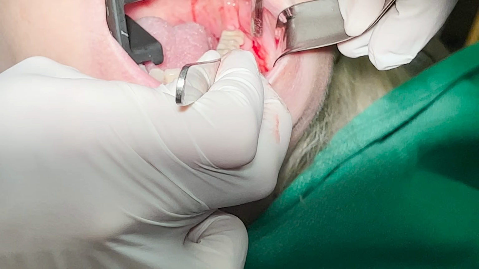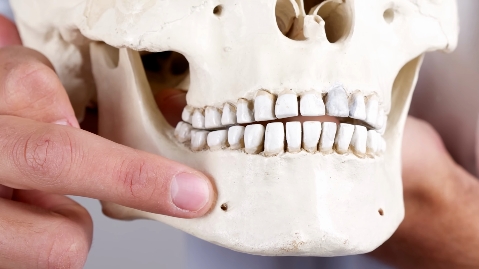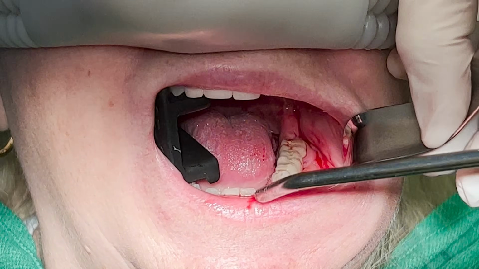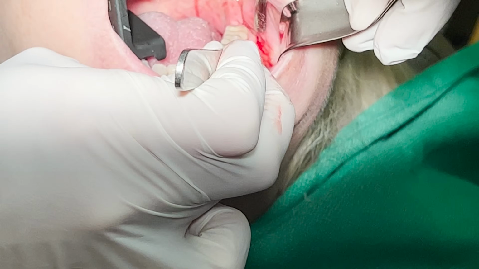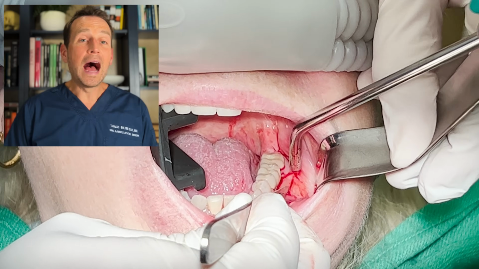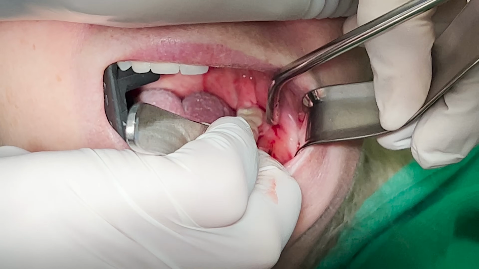Next, I create an incision in the area of greatest fluctuance. The only anatomic obstacle we really need to be worried about in this area is the mental foramen and nerve. Thankfully, this abscess is posterior to the nerve location, so I know I'm safe making an incision here. I incise over the abscess and begin to express a lot of purulence.